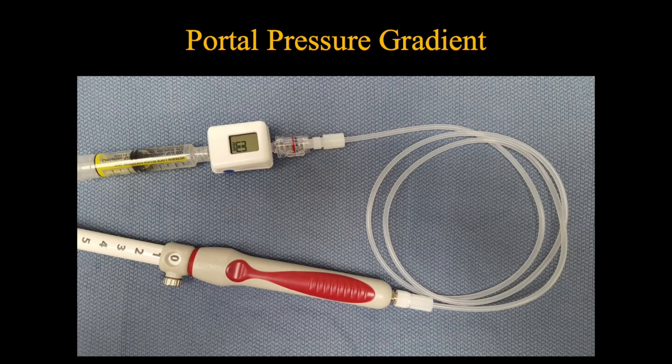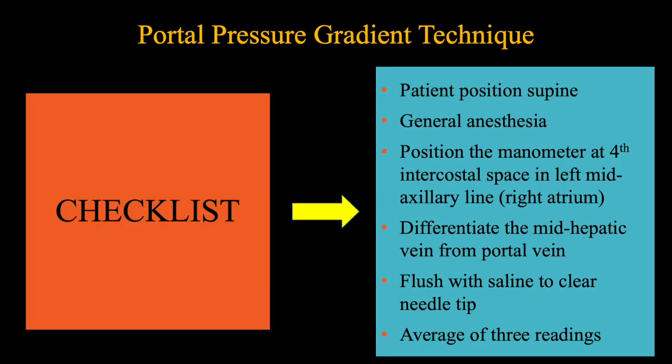Portal pressure gradient can be measured at EUS using a dedicated device from Cook Medical. The handheld manometer is attached to non-compliant tubing, which is then secured to the hub of the 25-gauge FNA needle that is primed with heparinized saline. To obtain accurate measurements, the procedure is done under general anesthesia with the patient in the supine position. The manometer is placed in the left mid-axillary line at the fourth intercostal space in the mid-axillary line, where the right atrium is present.